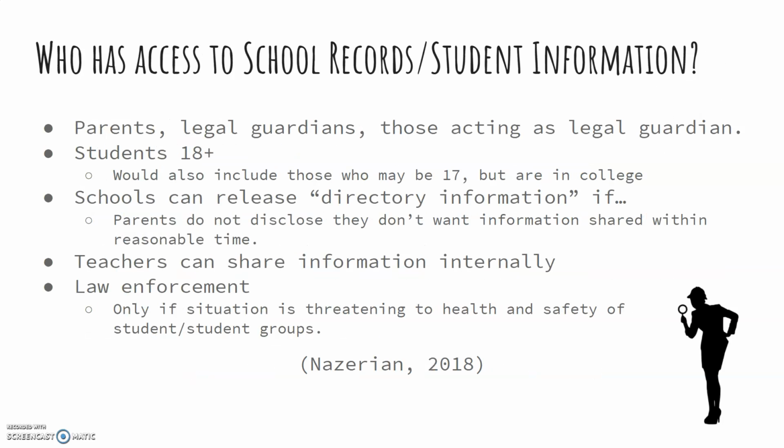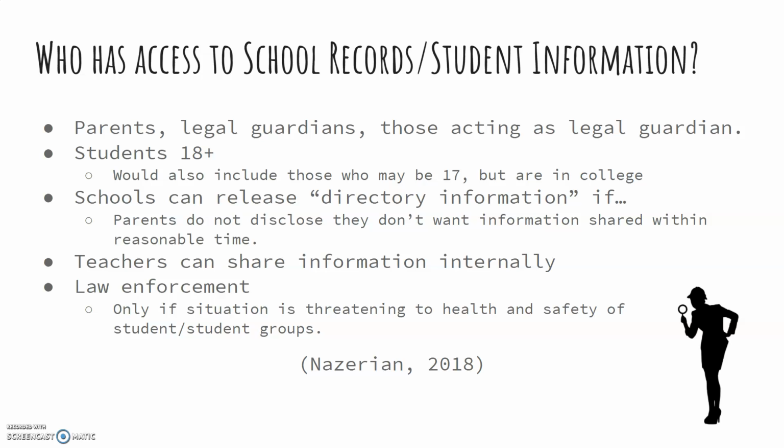Who has access to school records and student information? This would include parents, legal guardians, or those who are acting as a legal guardian. This would also be students who are 18 and older. One exception to this would be students who may be 17 but are in college. They would still be able to access their school records and student information.